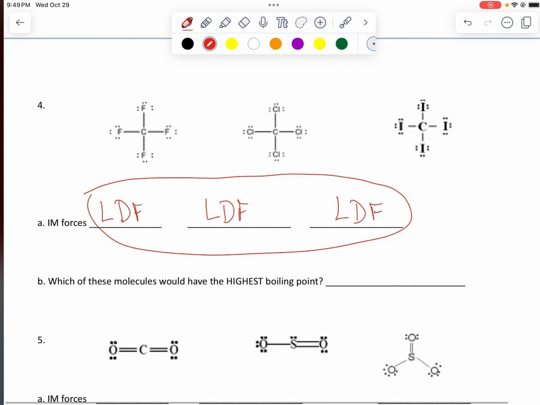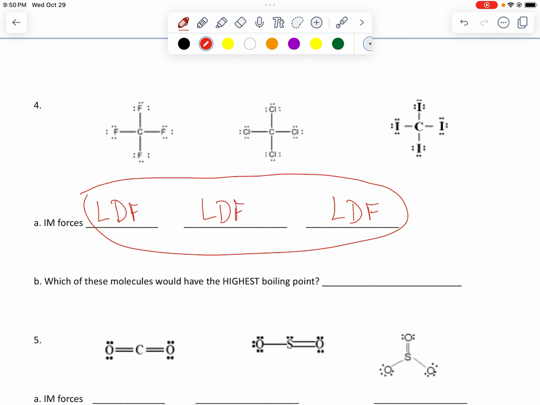Iodine's the biggest. So the biggest molecules, if they all have the same IMF, that's the one that's going to have the strongest, at least with London dispersion. Sorry, let's tie this just to London dispersion. If they're all LDF, you're looking for the largest molecule because that's going to have the strongest London dispersion forces. So you'd go CI4.